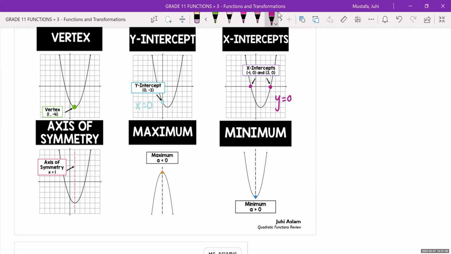And then a parabola, because it can open upwards or downwards, the vertex can either be as high as possible, making it a maximum, or it can be as low as possible, making it a minimum.